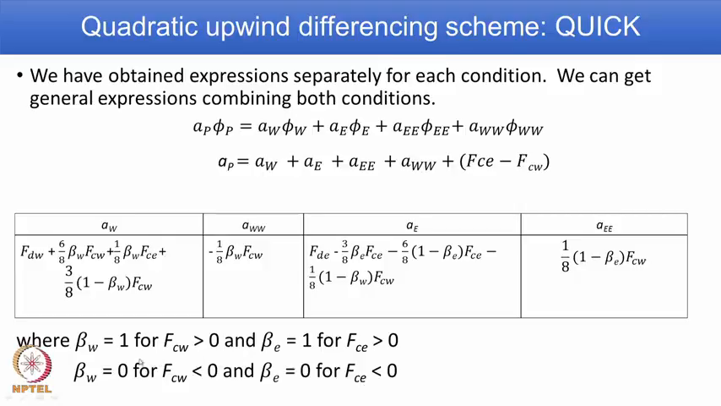So, depending on the beta condition, in your actual code, you find out the direction of the velocity, evaluate FCW. If FCW is greater than 0, you switch to one condition. If FCW is less than 0, you switch to another condition. That is how it is done in code, and correspondingly it is written for coefficients. For example, if you say beta W is equal to 1, if you substitute in this expression for AW, then this particular term vanishes. You can also check similarly for other terms. So, when you write a code, the switching according to the direction of the flow is done automatically.